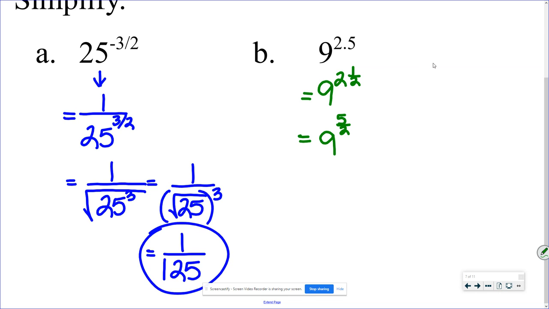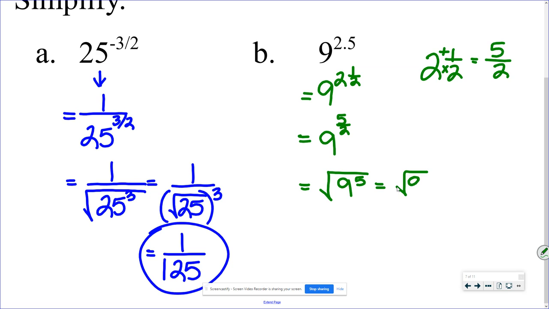So what you do, remember, side note, you multiply the bottom number times the whole number and add 1, and that would give you 5, and then keep the denominator the same. So 5/2 is the same as 2.5. Then we can move forward with our rewriting process. So we can write it as the square root of 9 to the 5th, or we can write it as the square root of 9 raised to the 5th power, and then solve.